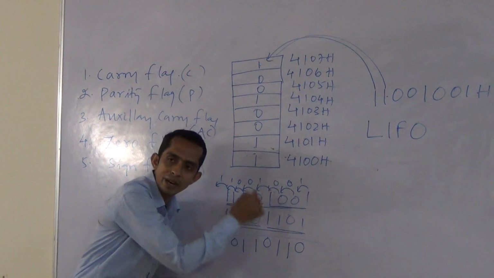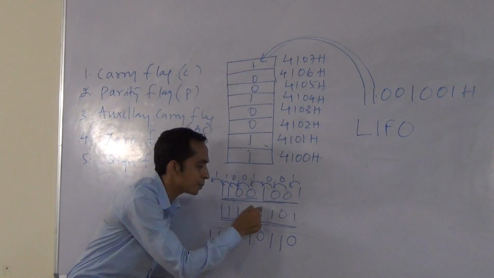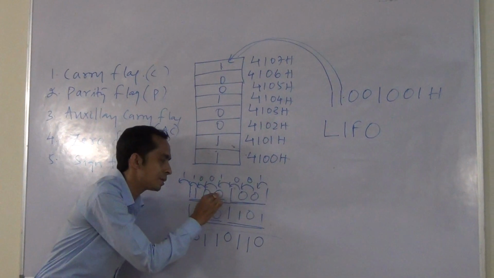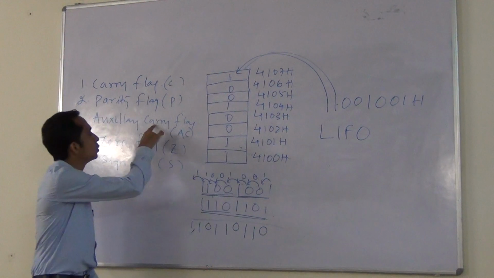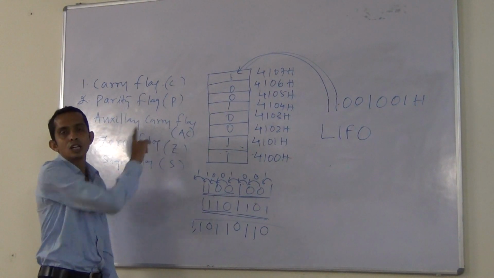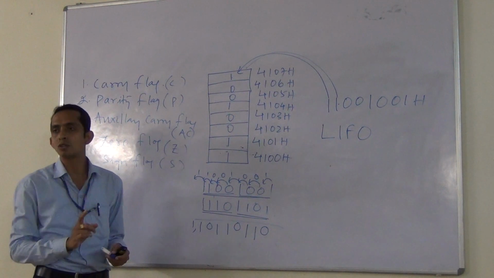If during one bit addition, a carry is generated from the MSB bit of the lower nibble to the LSB bit of the upper nibble, like in this example, the auxiliary carry flag will set. Otherwise, it is reset. There are no extra concepts. Only you have to verify.